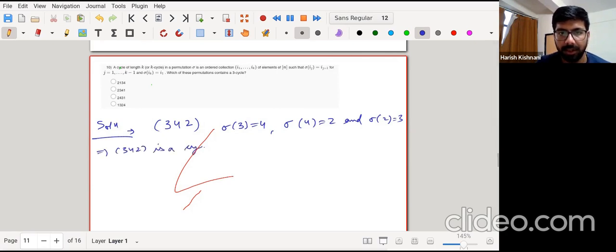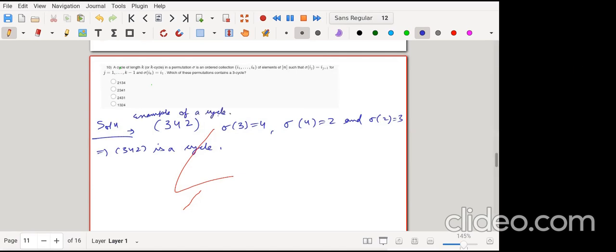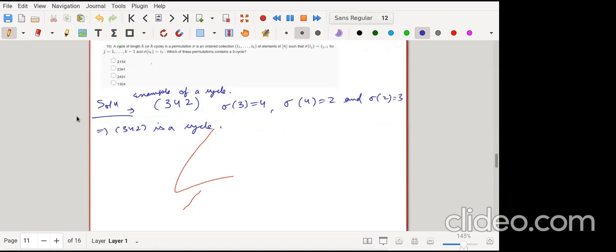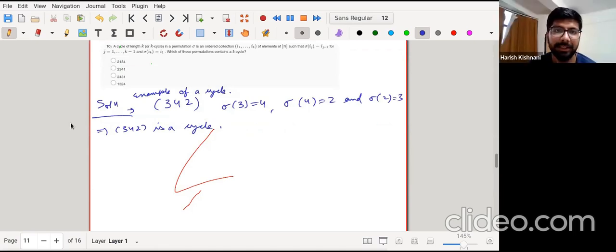It's just an example we are discussing. Example of cycle. Okay. Now come to the solution part. It says, which of these permutations contains a 3 cycle. So let's see the first one, 2 1 3 4.